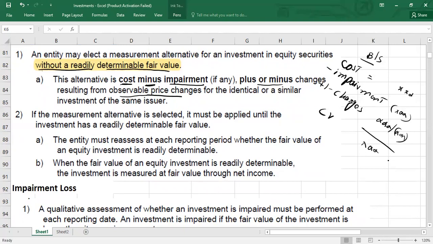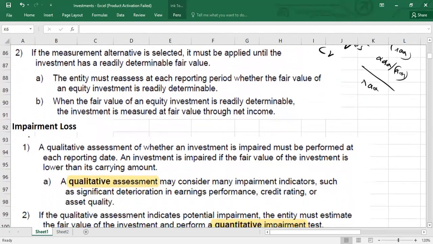Now maybe you are thinking, from where will you get this cost? Sorry, maybe my screen is creating a little bit of an issue. Cost, of course, you will take when you acquire this investment: how much you have paid, that is called cost. And as per GAAP, generally we don't include the transaction cost. Now the question is how to calculate this impairment. Impairment is really important here. You should remember it because it is a little bit subjective also.